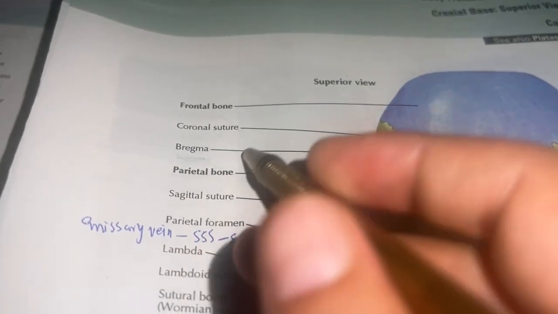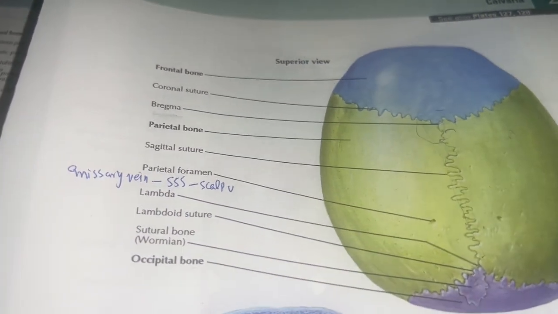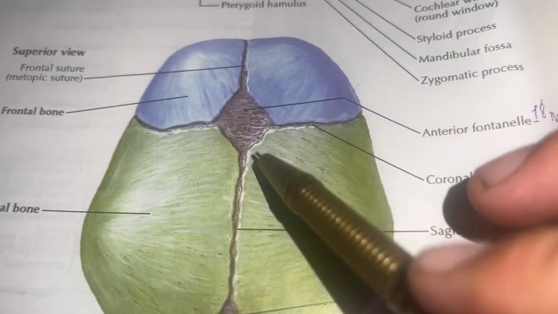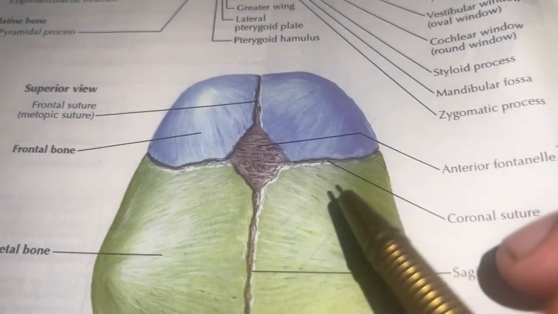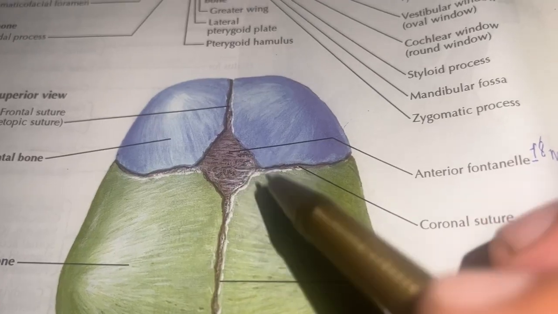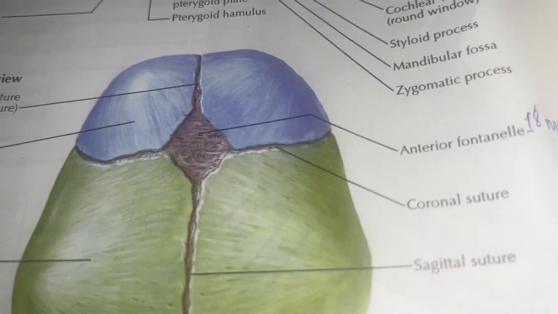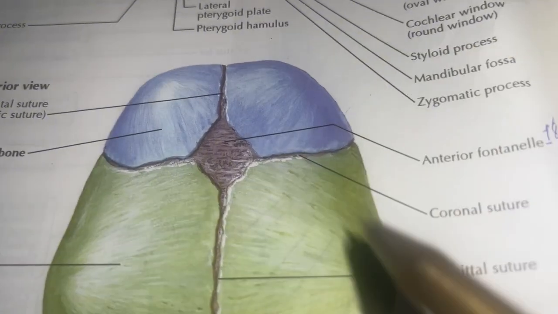This point is called bregma in the adult, but in the newborn it is represented by the anterior fontanelle. I will show you the anterior fontanelle. This is the anterior fontanelle, which is represented by bregma in the adult stages. This anterior fontanelle is a diamond-shaped opening, or depression.